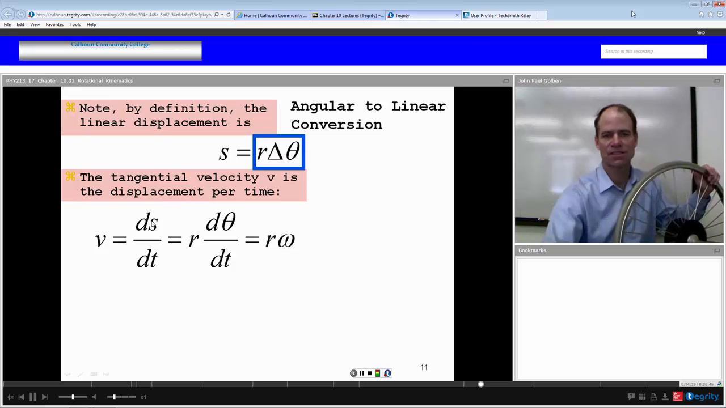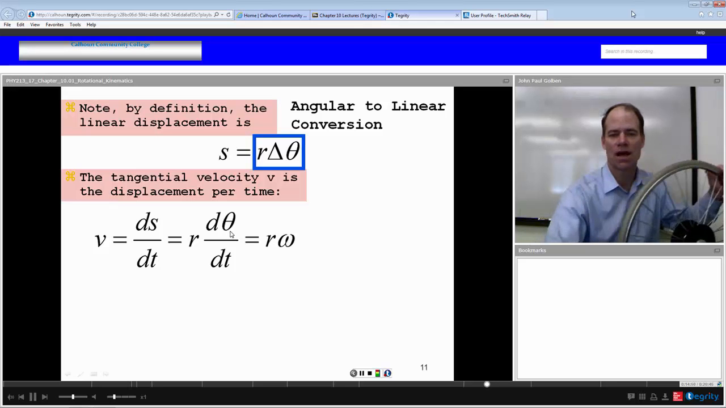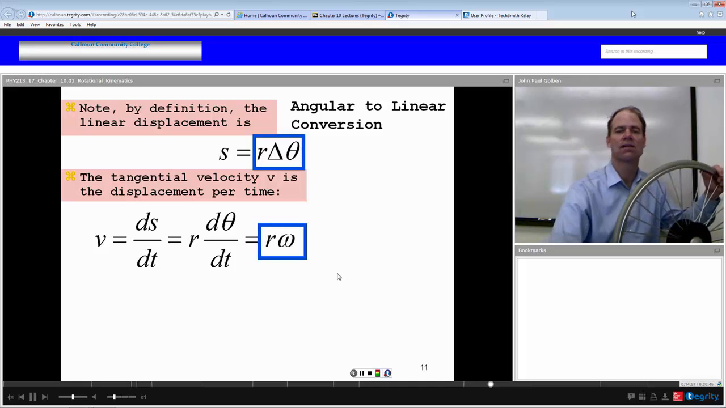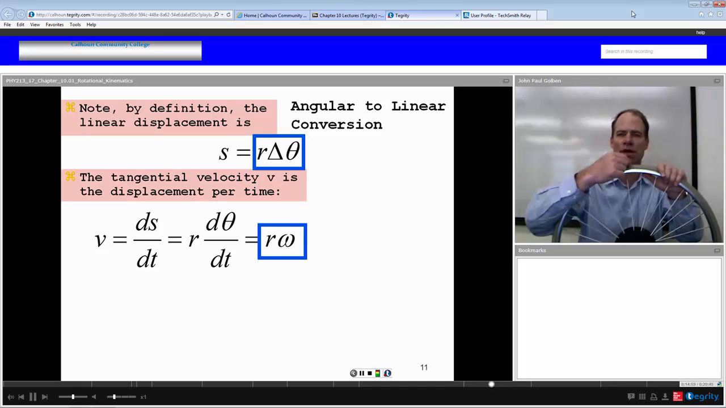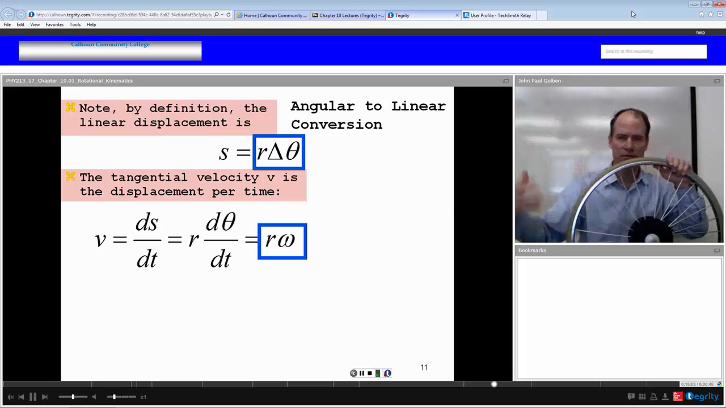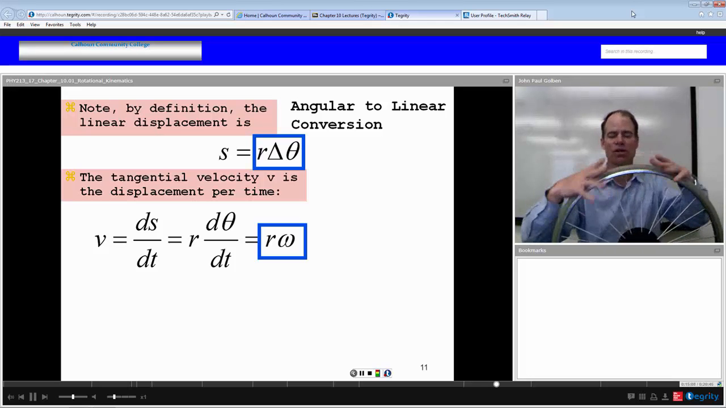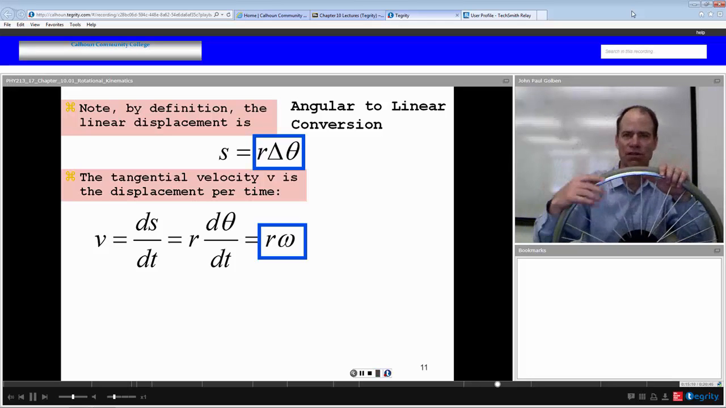The tangential velocity is our change in displacement per time, ds dt in this case. And since r is constant as we're displacing along this radius, that would be equal to r times our change in theta per time, which is r times our angular velocity. So we can get the linear velocity of a point by multiplying the angular velocity of the whole object rotating by the radius to that point. And that's why different points on this wheel will have different linear velocities.